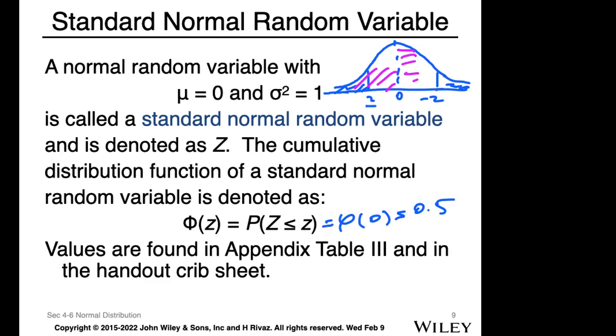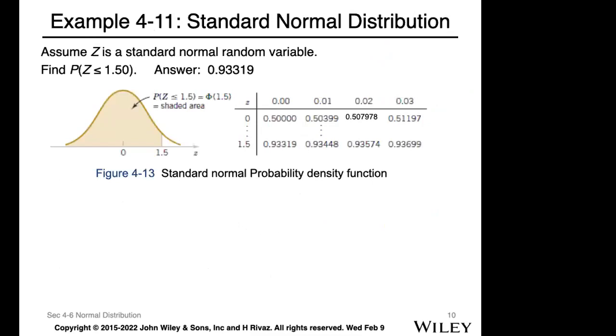Okay. So let's look at the first question. Assume z is a standard normal random variable. Once I say standard normal, by standard I mean mu is 0 and sigma squared is 1. And by normal I mean it's a Gaussian function. And the goal is to find the probability of z less than 1.5.